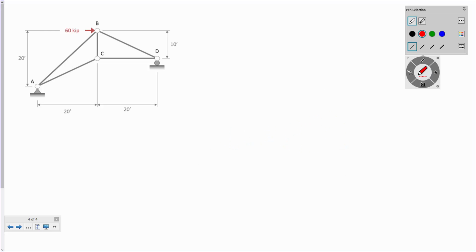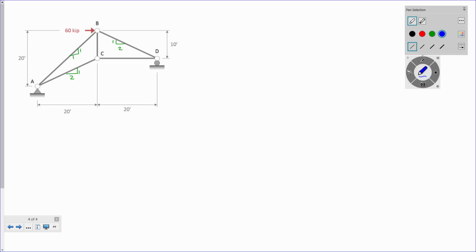Okay, so couple things. Let's go ahead and put the slope ratios on the members while we're thinking about it. So would you agree that these are 2 to 1, 2 to 1, and 1 to 1? Do you agree with that? Okay.